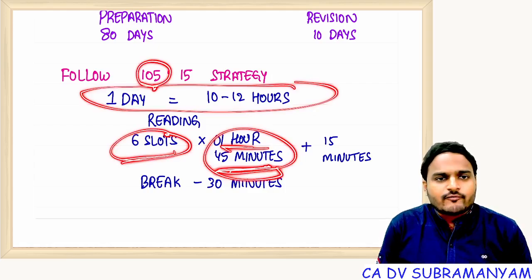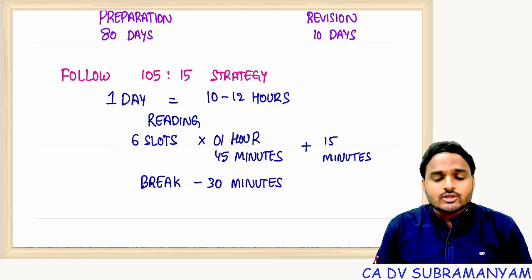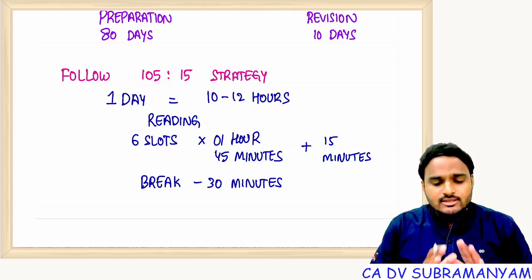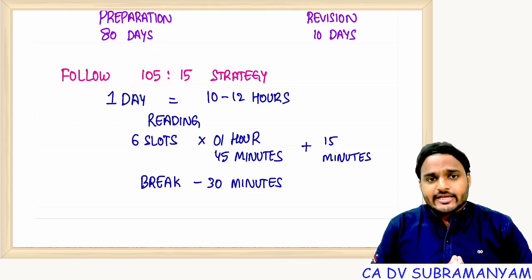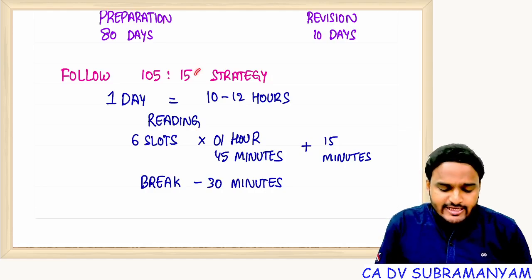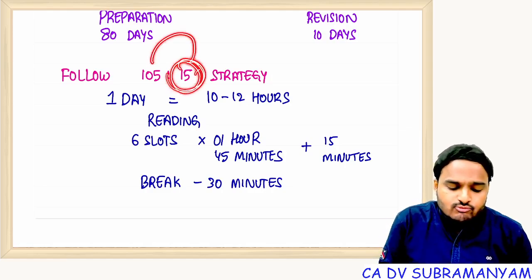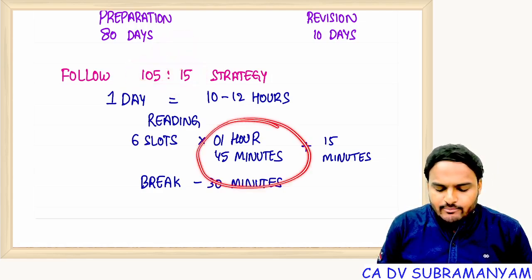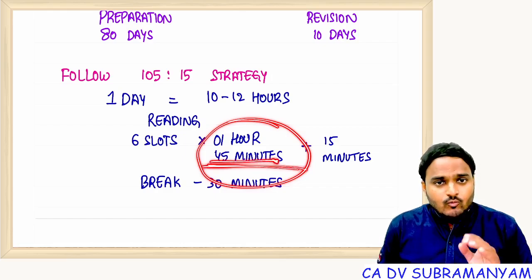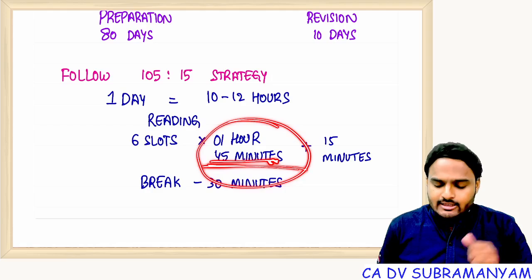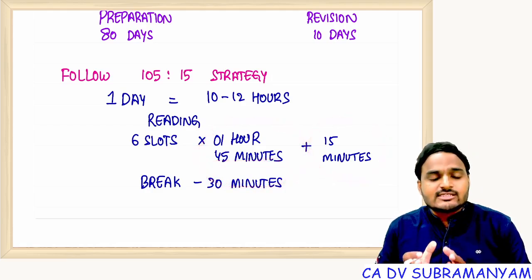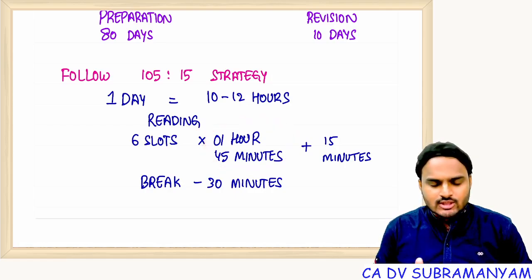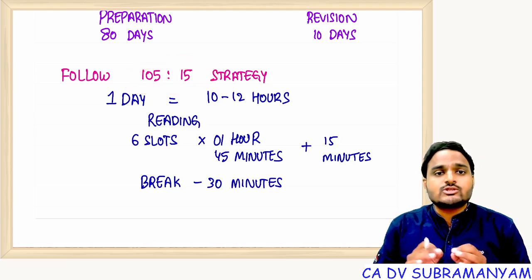In these 105 minutes, you read the concepts and practice the problems. Once this time is completed, just stop reading. Don't read new concepts. For the next 15 minutes, revise the concepts which you read in the 105 minutes. Understood? So 1 hour 45 minutes is for preparation, and once it is completed, spend 15 minutes revising the content which you read during this time. You just follow this strategy, 105 is to 15.